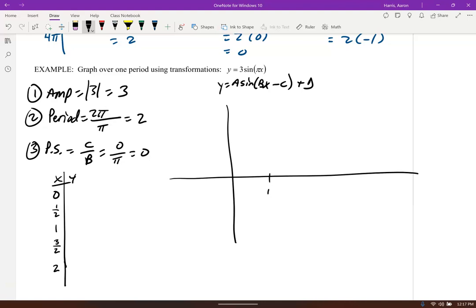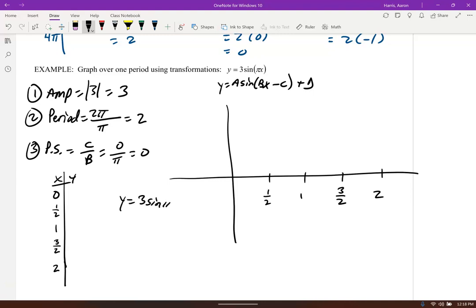So our first would be just at a half, 1, 3 halves, and then 2. And that'll show us one cycle here, right? So a little bit different because our period is just 2, and our period is not 2 pi. Our period is just 2 here, right? So let's throw them in one by one.